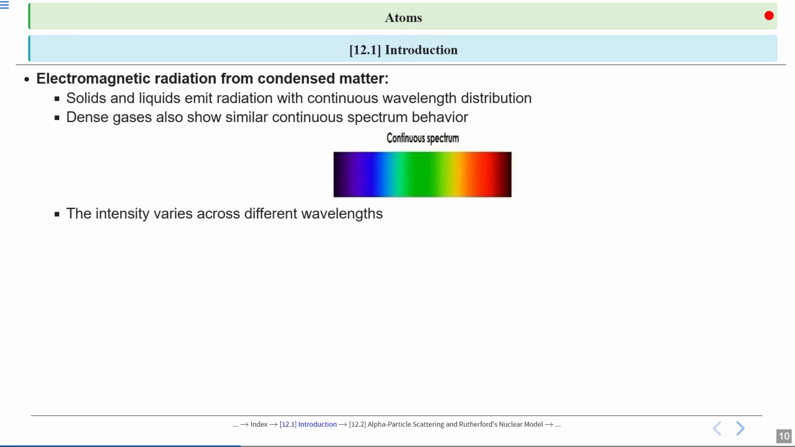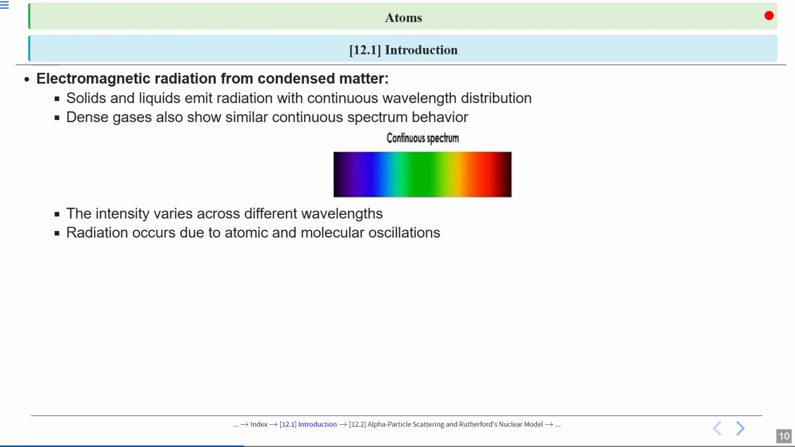It starts emitting the radiation in the visible range. Otherwise, if it is relatively cooler, if we are heating it up but not that much, it is emitting the radiation in the infrared region. So this variation helps us determine the temperature and properties of the material.